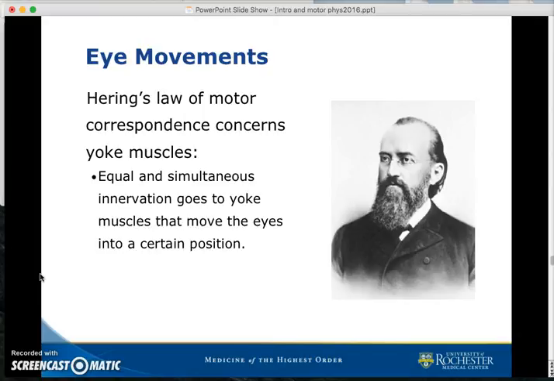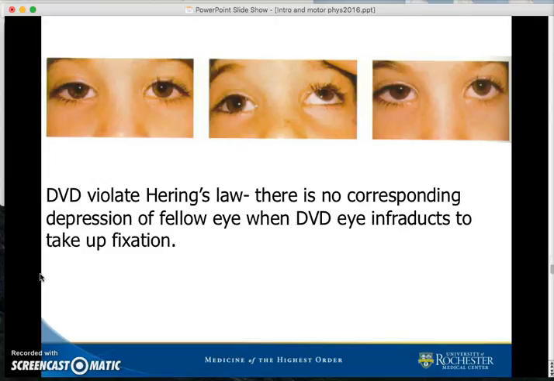Here's Dr. Hering, his law of equal correspondence in concern of yoke muscles. And it says that equal and simultaneous innervation goes to yoke muscles that move the eyes into a certain position. So DVD is a situation that violates Hering's law. If you look at this picture, the center picture has the left eye going up, and then it comes down to retake up fixation with the left eye depressing. The right eye should also depress. It doesn't happen with DVD, so it disobeys Hering's law.